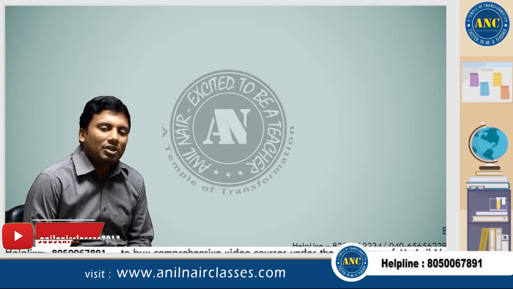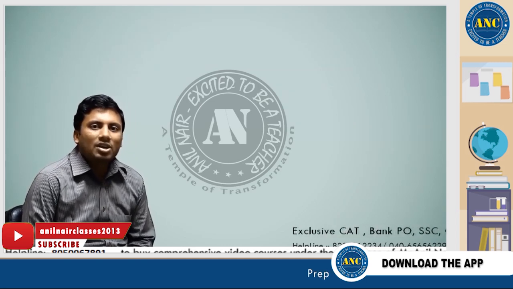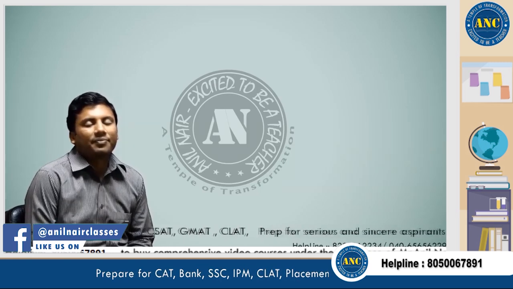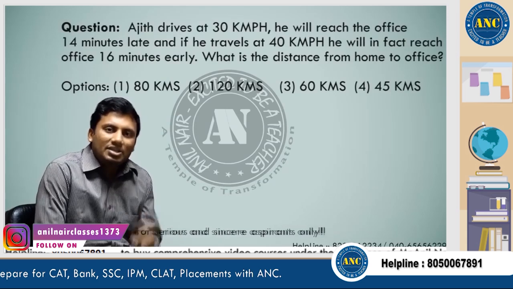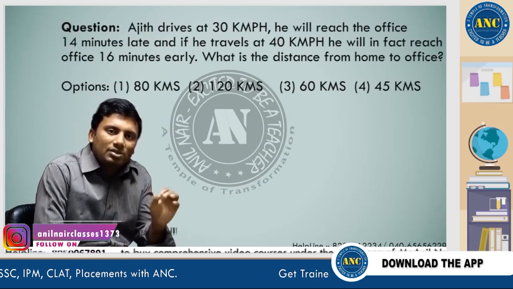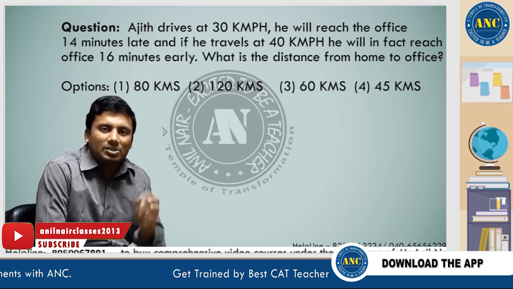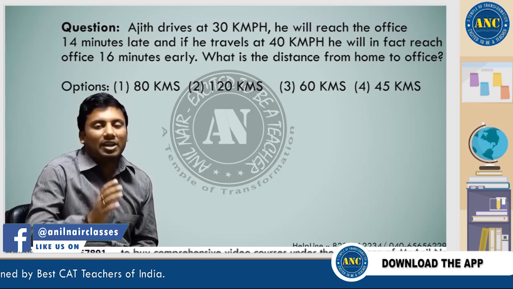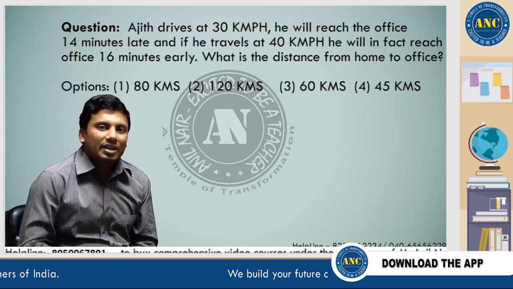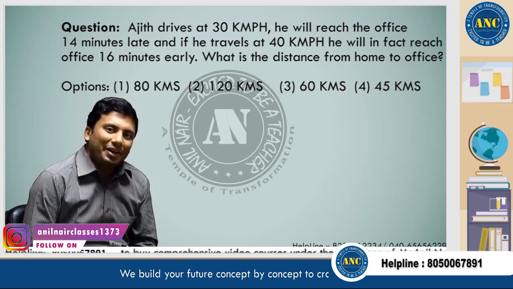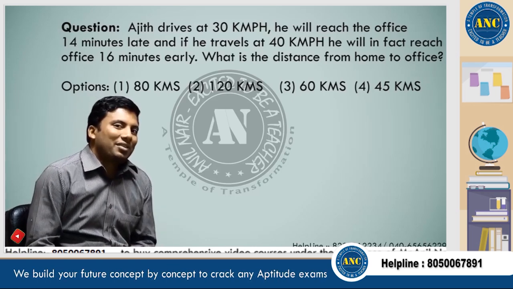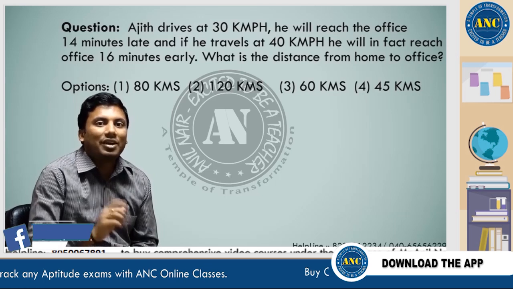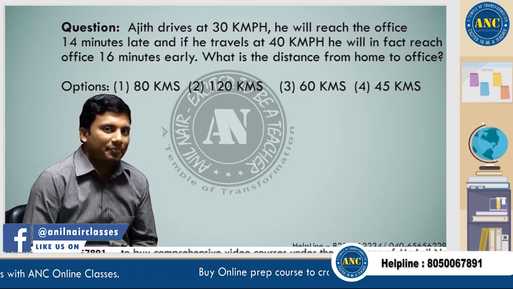Solve a problem present on the screen. And this is the most commonly asked question in all competitive examinations where aptitude is being tested. Question: there is a person by name Ajit. He drives from home to office at a speed of 30 kilometers per hour and reaches office 14 minutes late. Next day, he drives from home to office at a speed of 40 kilometers per hour and reaches office 16 minutes early. We have to find the distance from home to office.